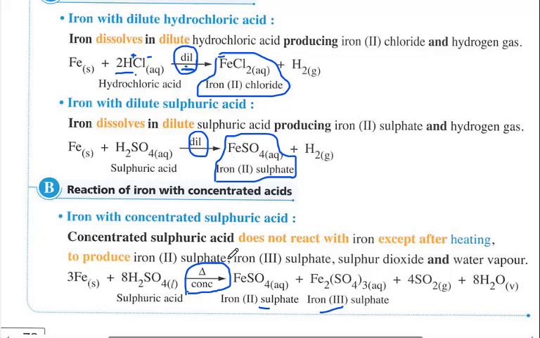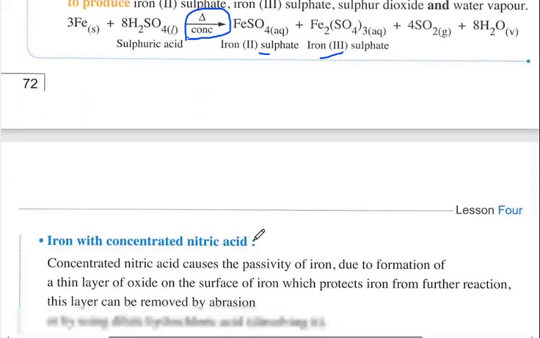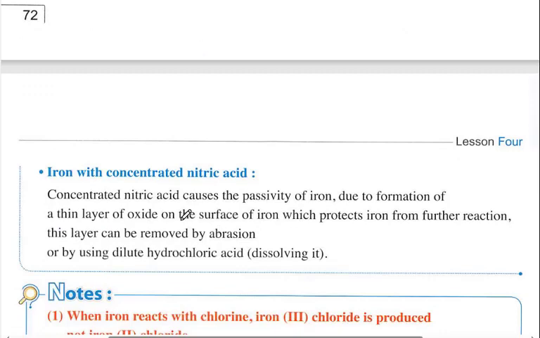With conc acids, the oxidizing effect of the negative part of the acid and the reducing effect of the positive part, hydrogen, both appear. Because of this, this reaction forms ferrous or iron 2 sulfate and iron 3 sulfate. Okay, so there is a very special case here. It is the reaction of iron with conc nitric acid.